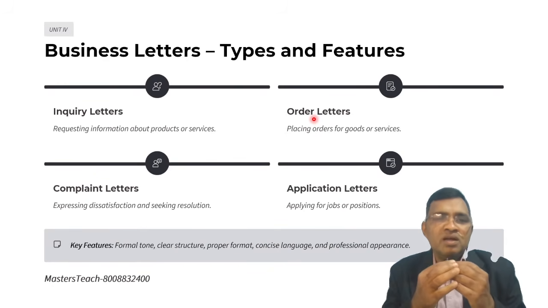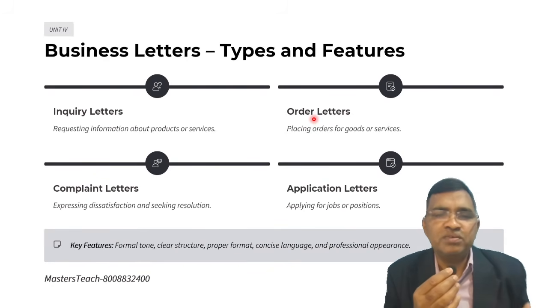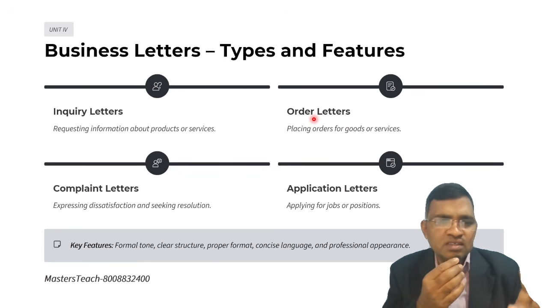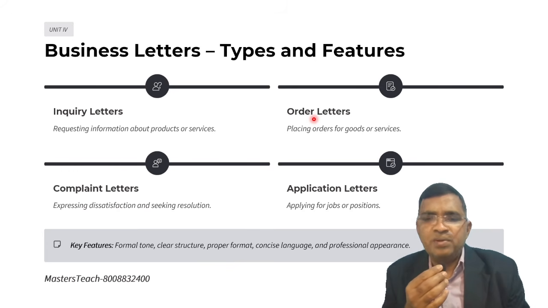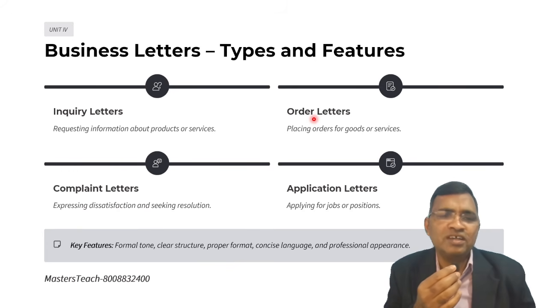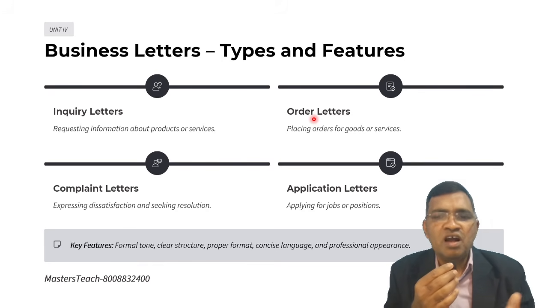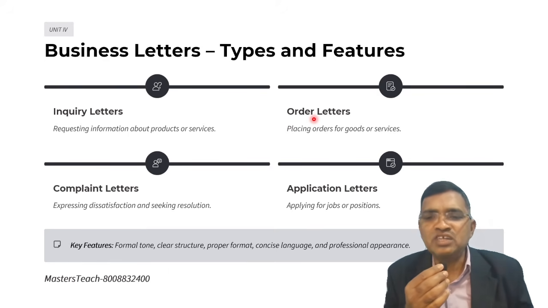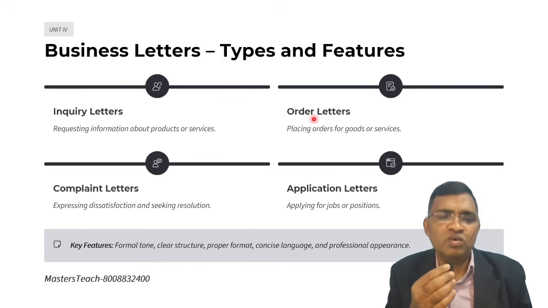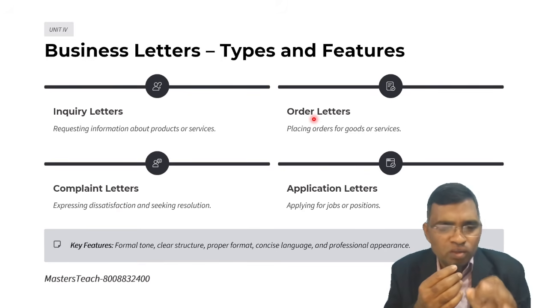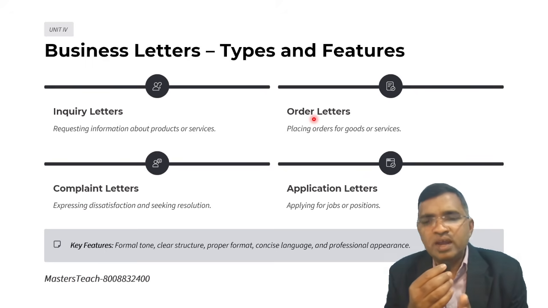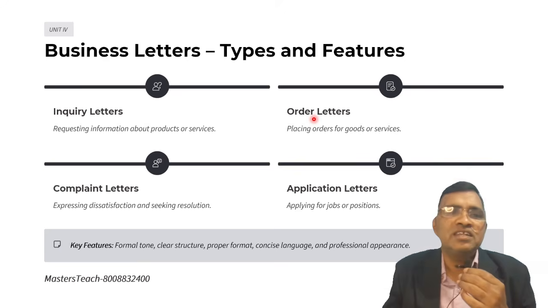Then it comes to business letter types and features. There are four types: inquiry letters, order letters, complaint letters, then application letters. An inquiry letter means you ask for information about products and services. An order letter means placing an order for goods and services. A complaint letter means expressing dissatisfaction and seeking resolution. Application letters are for applying for job positions. Here the formal tone should be there, clearly written, proper format should be used, and a professional appearance is there in business letters.